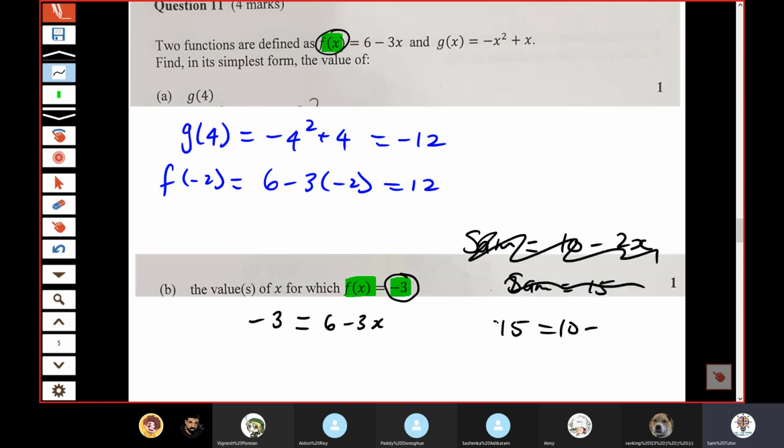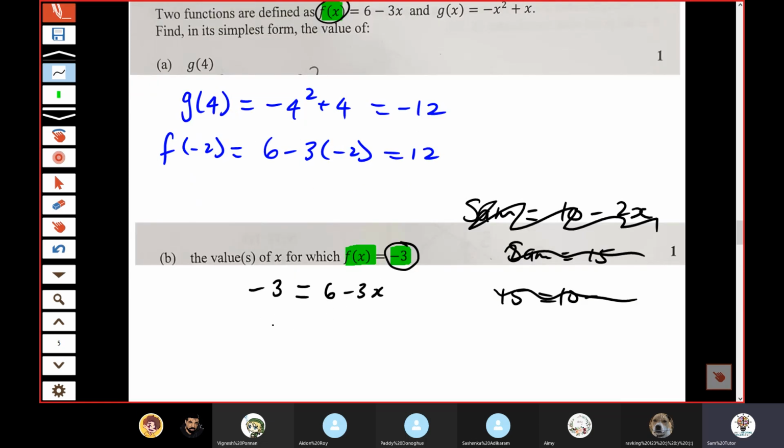Just do that for now. All right. And then obviously it's very easy to solve from here. Negative 3, take away 6, negative 9. Divide by negative 3. X equals 3.